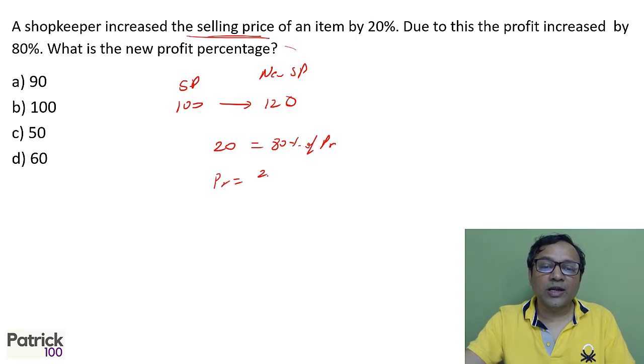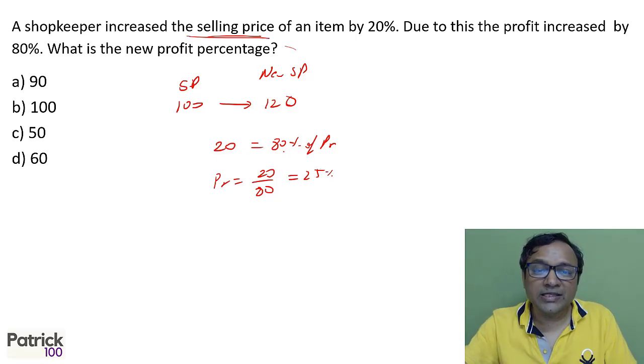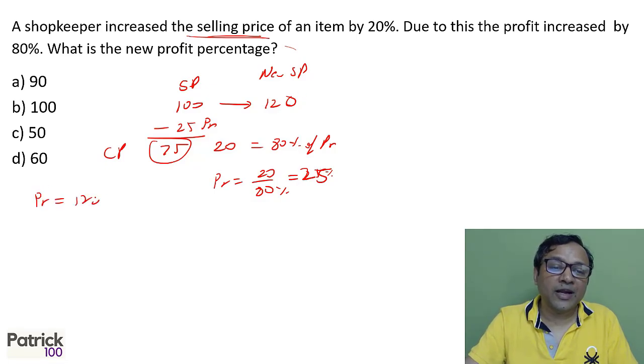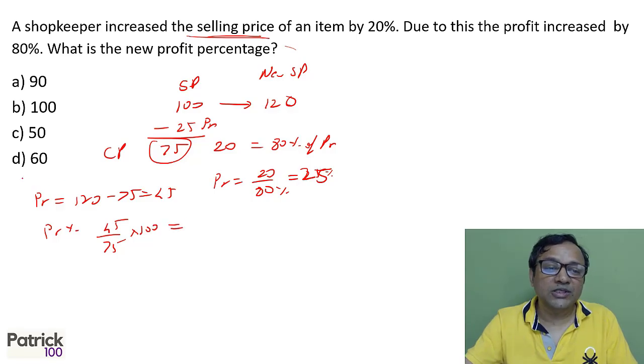So this 20 is 80% of profit. So the profit actually will be 20 upon 80%, which is 25 is the profit earlier. So that means the cost price will be 100 minus 25, which is 75. So cost price 75, selling price 120, profit will be 120 minus 75, 45. So profit percent will be 45 upon 75 into 100, which comes to 60%.